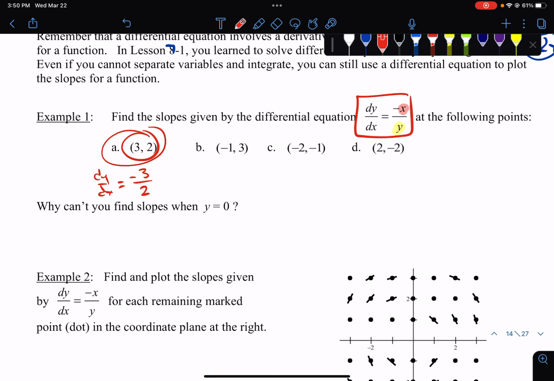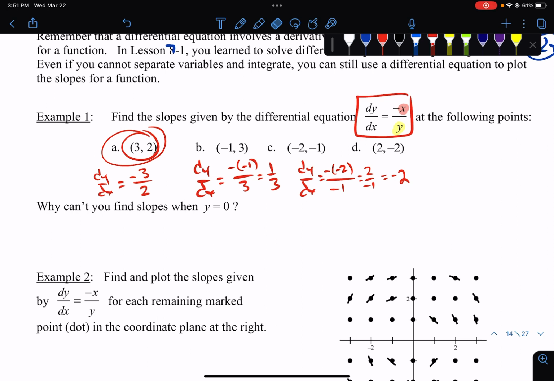At (negative 1, 3), my slope is going to equal negative 1 over 3, which is negative 1/3. At (negative 2, negative 1), my slope is going to look like negative 2 over negative 1, which is positive 2 over negative 1, which is just negative 2. And we go on and on and on, okay?